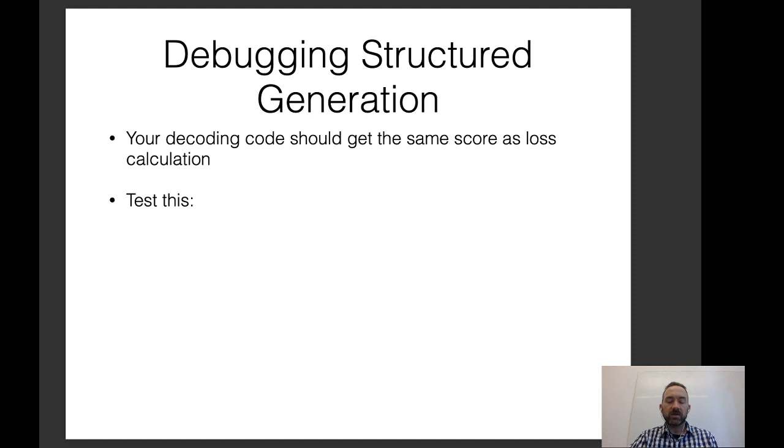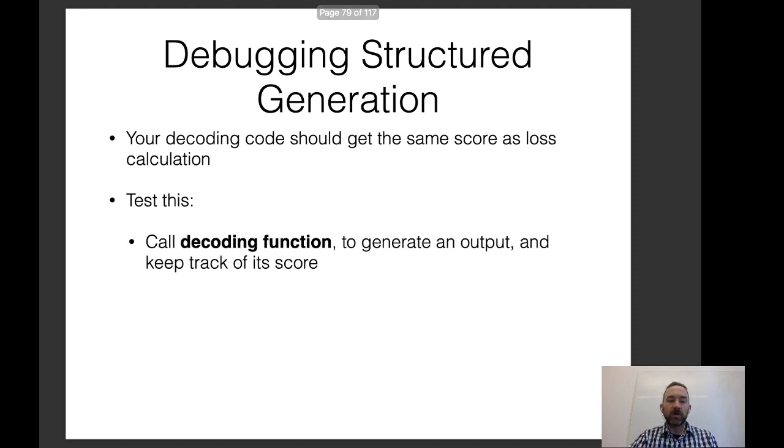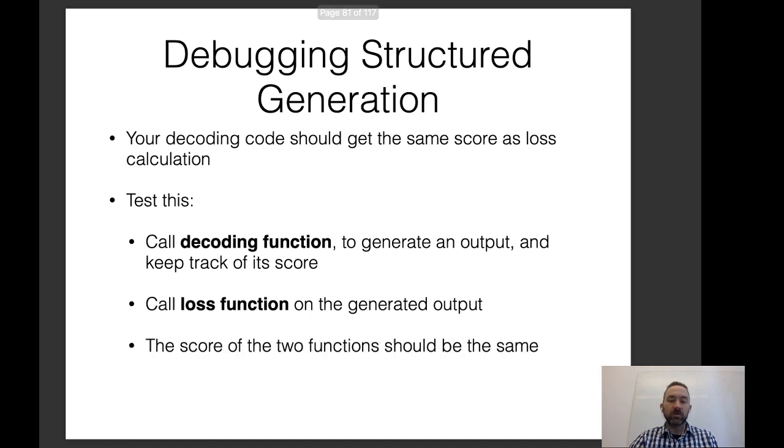A way you can test this is to call the decoding function to generate an output. You generate an output and keep track of the score that you get during the search procedure that you have implemented. Then you call the loss function on the generated output, and the scores of these two functions should be the same. So, if you're talking about translation, you generate a translation, then you calculate the loss of the generated translation, and that should be the same as the score that you got during search. And this is another thing that you can create a unit test for.